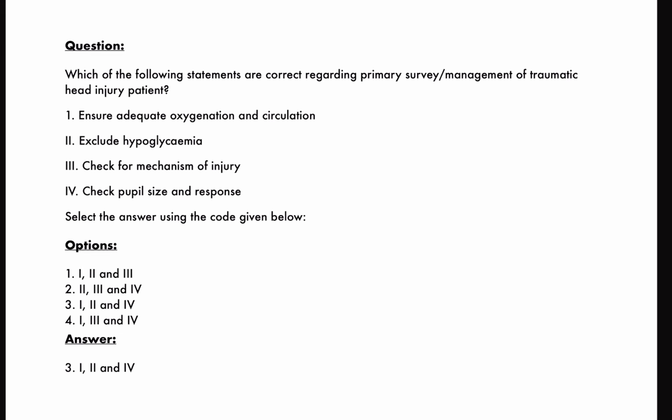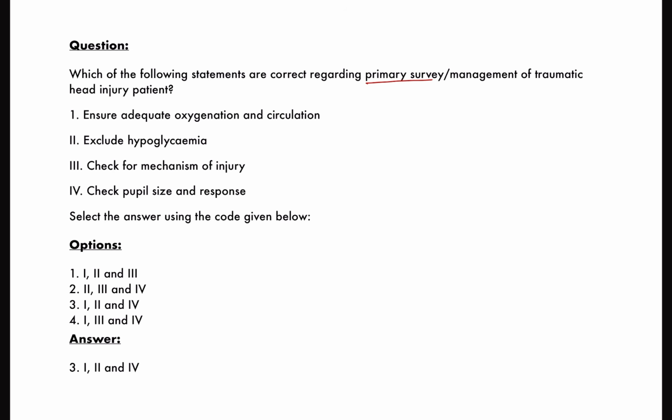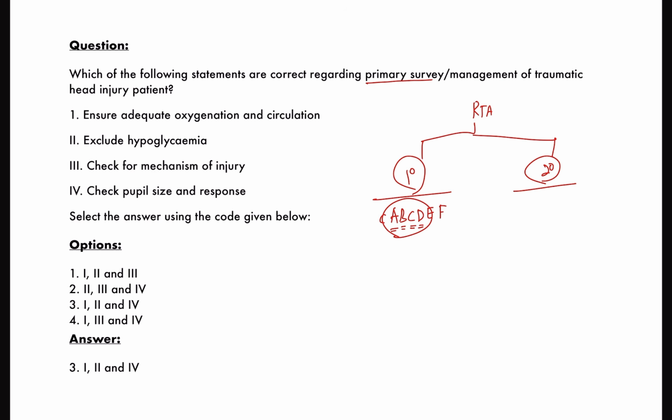Now, which of the following statements are correct regarding primary survey? See, during any traumatic head injury or RTA, we go for primary survey and secondary survey. In primary survey, mainly we make sure that we have C, A, B, C, D, E, F, right? A means airway. Okay, we have breathing, circulation, disability, etc. Right? A, B, C, D, and now in secondary survey we check for head injuries, further injuries, pelvic injuries, etc., spine injuries, etc.